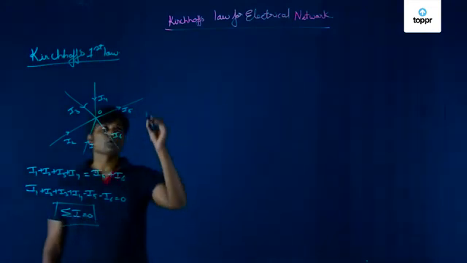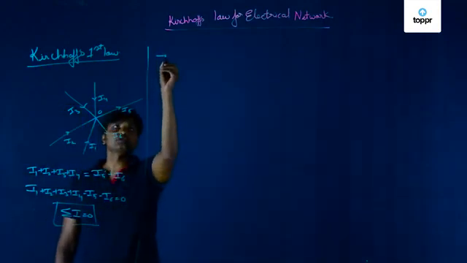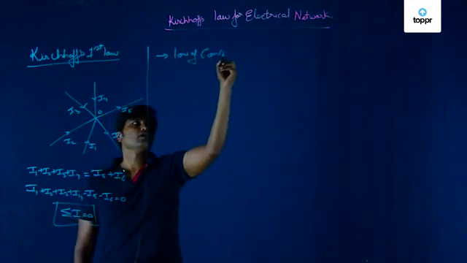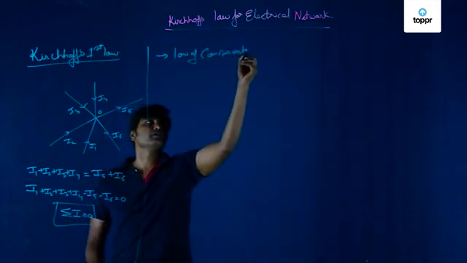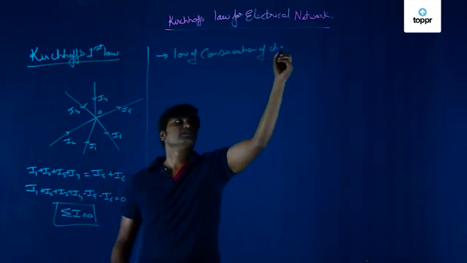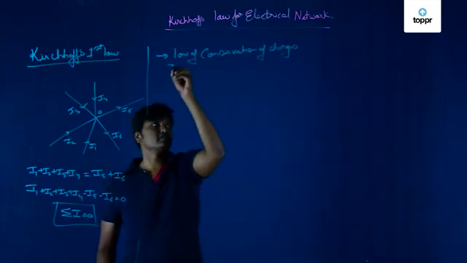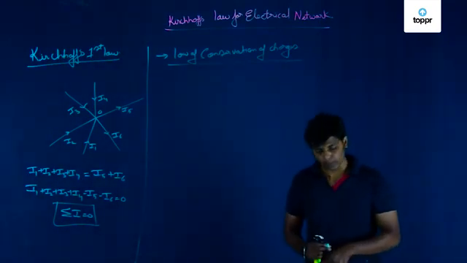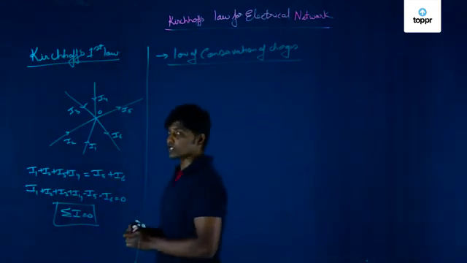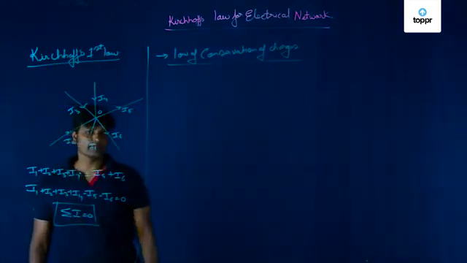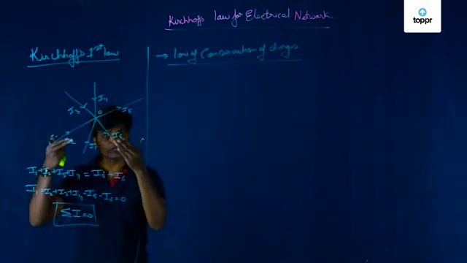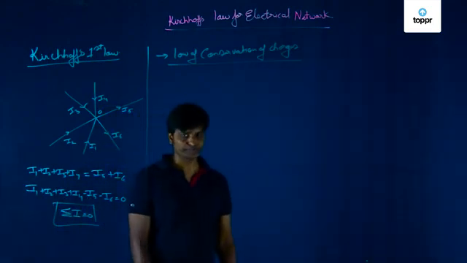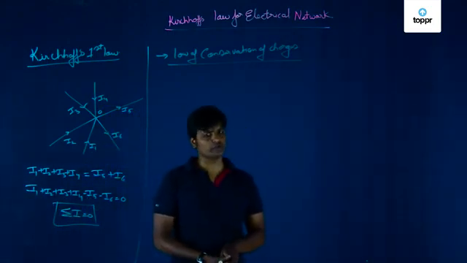This Kirchhoff first law obeys the law of conservation of charges. That means no charge is accumulated at this junction. Whatever charge is moving towards the junction, the same amount of charge is moving away from the junction. I hope you have understood Kirchhoff's first law.